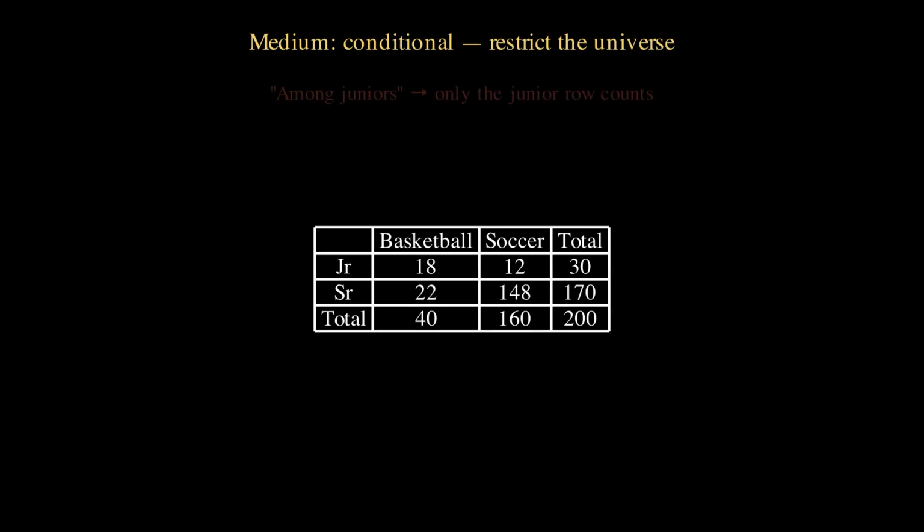Medium difficulty: percentages and proportions conditional on a row or column. The key word is given. If the question says among juniors, you are not allowed to use the whole school as your denominator. What fraction of juniors play basketball? Use 18 divided by 30, not 18 divided by 200.